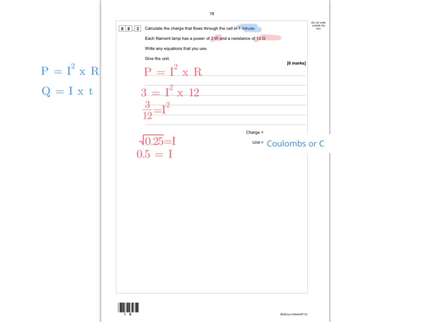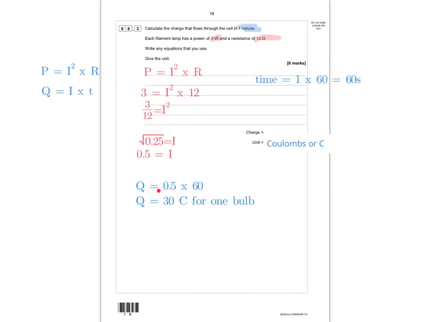Now I'm going to take my 0.5 and add that into this equation, but I first need to change my time from 1 minute into seconds. You can see here that my time is 1 times 60, which is 60 seconds. Now all I need to do is put them into this equation. So I'm going to have 0.5 times 60, and that should give me my charge. So I add these into this equation here, so you can see that Q equals I times T.